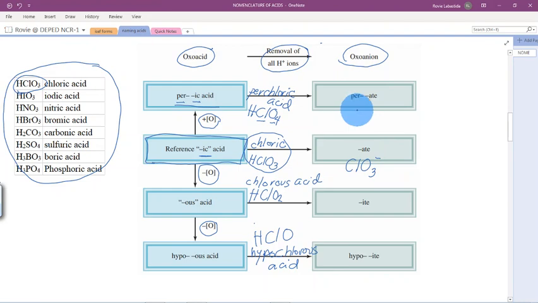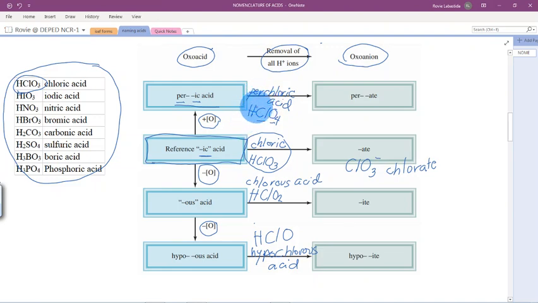So, we have chlorate. This one will become chlorate. Again, from the ic acid, chloric acid, if you remove the hydrogen, it will become chlorate. So the formula HClO3 will become ClO3 negative.